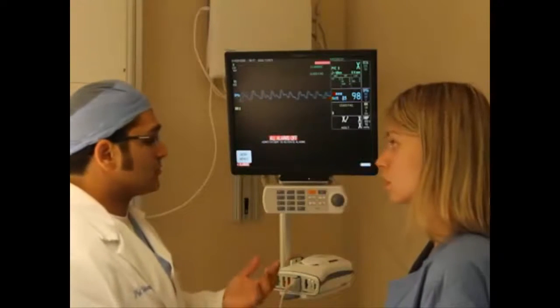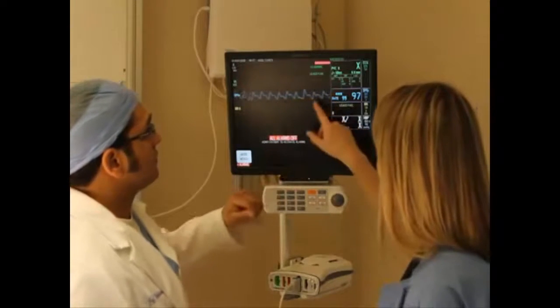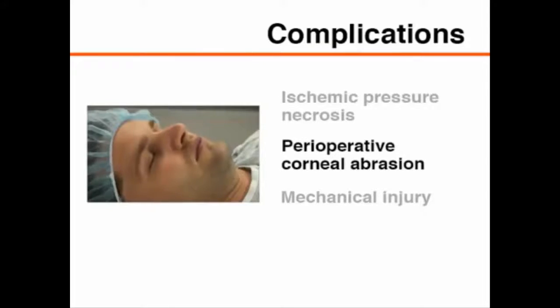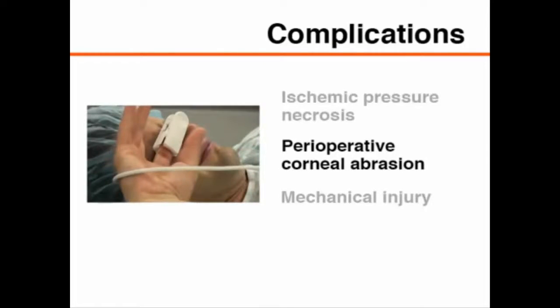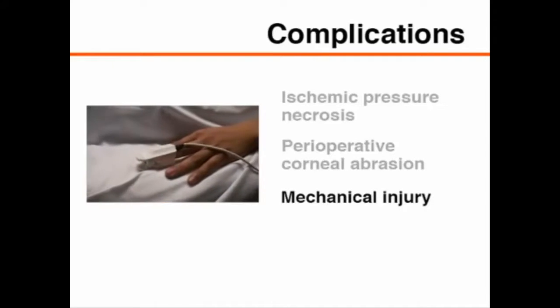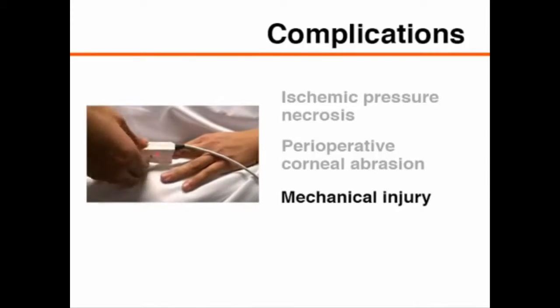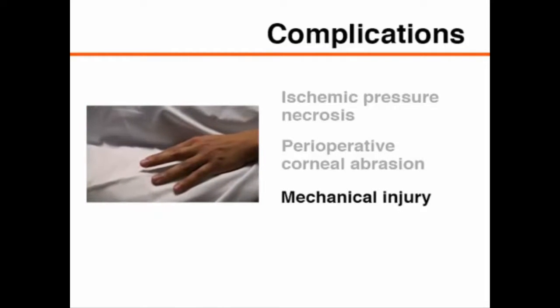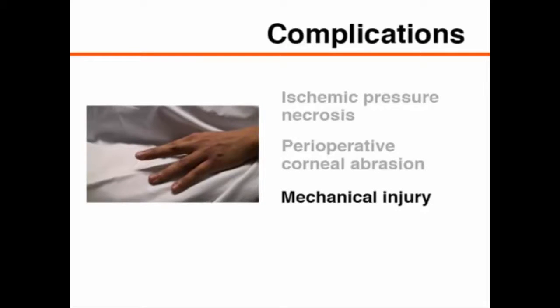Although the pulse oximeter is generally a safe device, its use still carries some risk of adverse events. Ischemic pressure necrosis may result if the probe is placed too tightly on the patient. Perioperative corneal abrasion may occur if a patient with a probe on a finger rubs his or her eyes when awakening from anesthesia and in doing so scrapes the cornea. Prolonged placement of a pulse oximeter probe, as may occur in patients in the ICU, may lead to mechanical injury, such as finger stiffness, making it difficult to flex the finger after removal of the probe. Although previously documented, these complications remain uncommon.